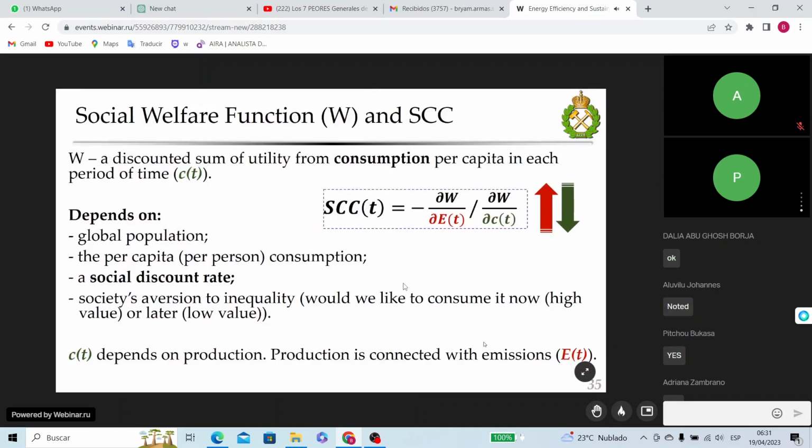The simplest way is to think about it as consumption. So, in the DICE model, consumption is connected with production. Production is connected with emissions, and the social cost of carbon is determined according to the formula on this slide. With increasing carbon emissions, we are losing our production and consequently consumption, which is an indicator of our welfare. So emissions affect our life through consumption and through the production of goods.